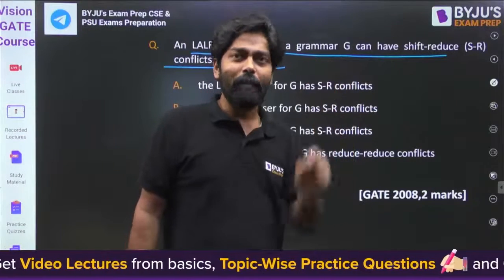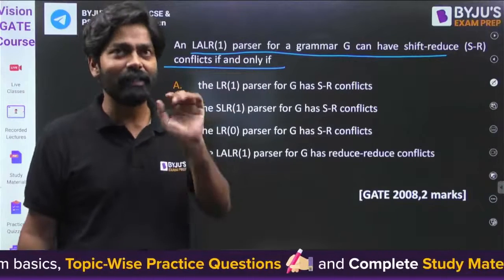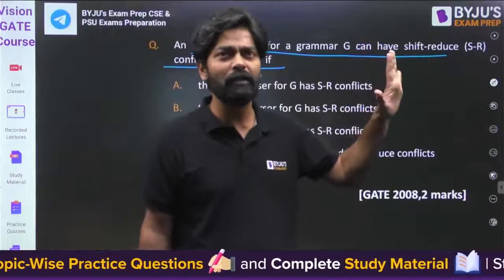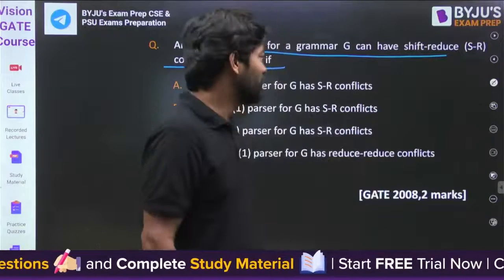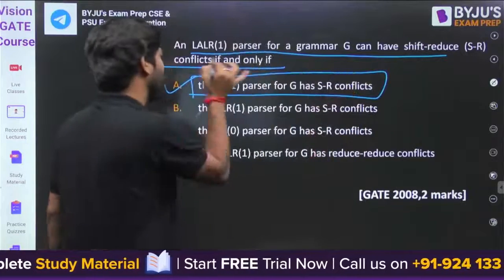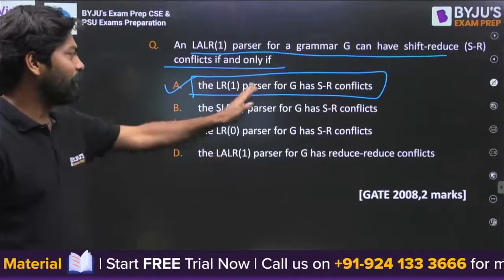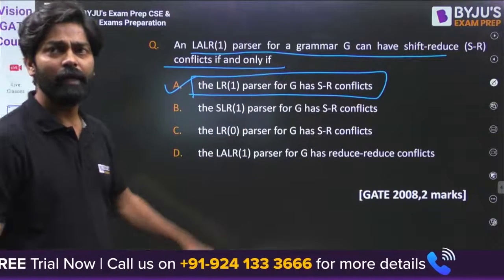Fine. If our LR1 has an SR conflict, then after merging the SR conflict will come. If you don't have an SR conflict, after merging the SR conflict will definitely not come. Fine. So the answer for this one is nothing but: the LR1 parser for G has an SR conflict. The LR1 parser for G has what? An SR conflict. Fine. Is that clear?